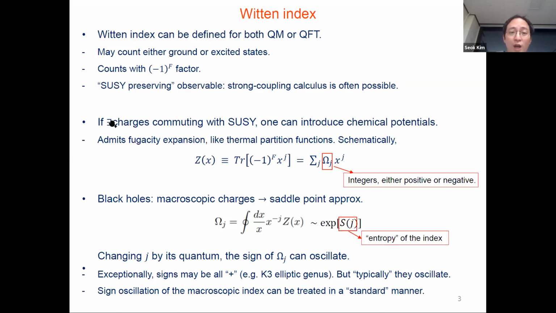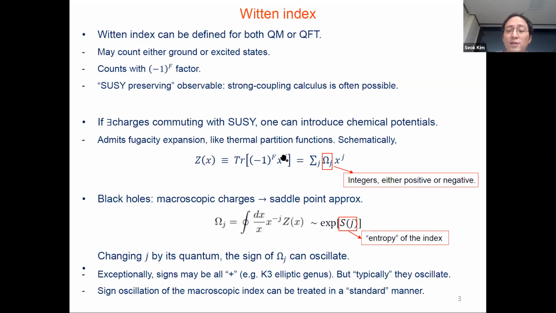Especially if there are charges in this system, in this BPS sector, commuting with the supersymmetry in question, one can also introduce chemical potentials in Witten indices, making it really look like thermal partition functions with temperature and chemical potentials for particle numbers and so on. So if one can introduce this fugacity in the index, this index, like a normal thermal partition function, admits a fugacity expansion, which is the analog of the low temperature expansion of the thermal partition function.